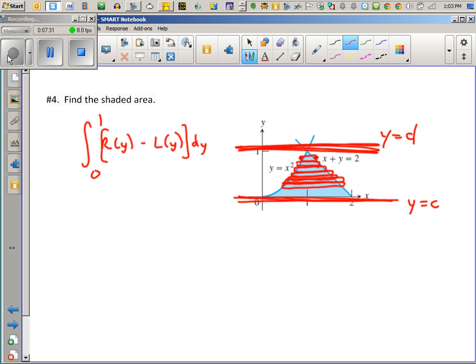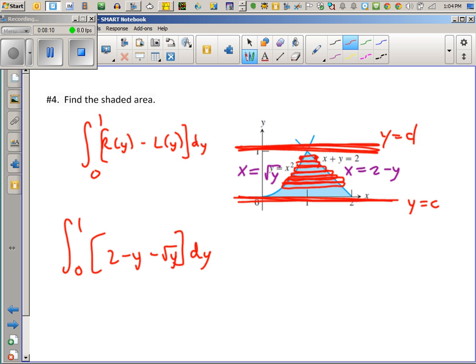So if you isolate x in the one on the right, it's going to read x equals 2 minus y. And if you isolate x on the left, you get square root of y. It's technically plus or minus, but you can tell we're only in the first quadrant, so there's no reason to have x being negative. So we would just assume it was just rad y, and that's what you would use for your r of y and L of y. You would use 2 minus y minus rad y. So here's your integral 0 to 1. You have 2 minus y minus rad y.